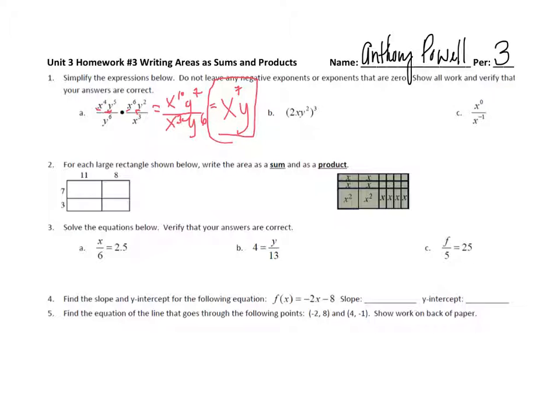Remember, when you do parentheses, since it's a power of a power, you have to multiply every item inside the parentheses. That includes the 2. So you have 2 to the 3rd, x to the 3rd, y to the 6th, because 2 times 3 is 6. To be simplified, you have to multiply out 2 to the 3rd. What is that?